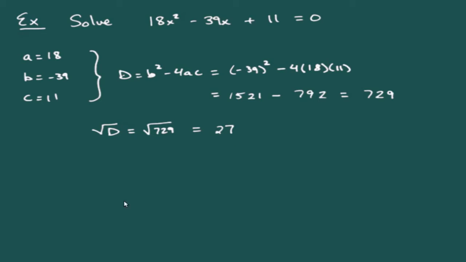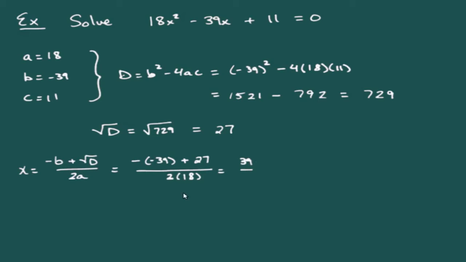So our roots, they're going to be negative b plus the square root of d over 2a. So we've got negative of negative 39 plus 27 over 2 times 18. Well, that gives us 39 plus 27 over 36, which gives us 66 over 36, which simplifies to 11 over 6.